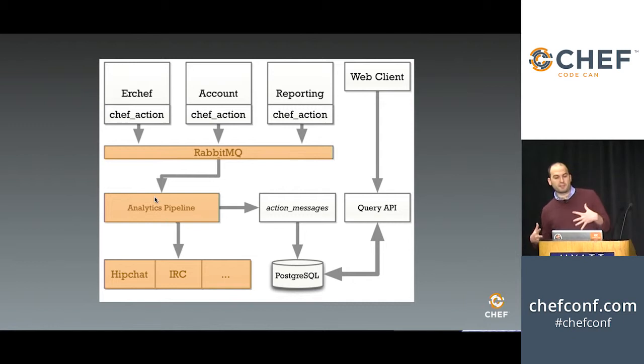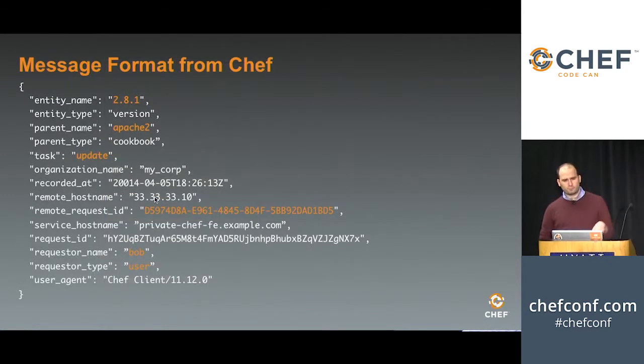So we're using Rabbit as our queue. All messages are being piped from Urchef straight into Rabbit. It then goes into this pipeline, which then goes out into a million different places. Our message format's pretty simple. I think we would describe it as the metadata about certain Chef runs. So here we have version 2.8.1 of our Apache 2 cookbook was updated. We have the organization name, who actually modified it, the service host name, and we give it a unique ID so it can be found.